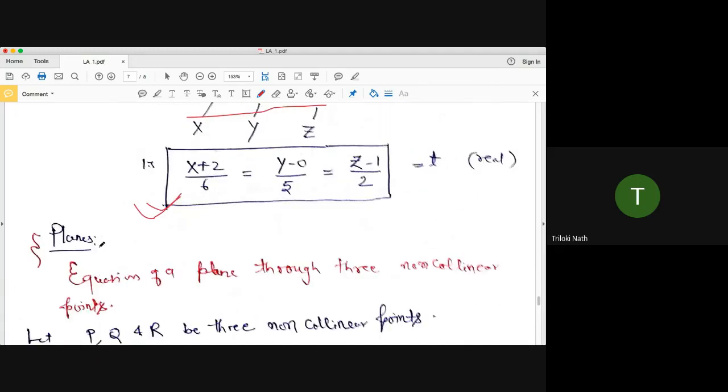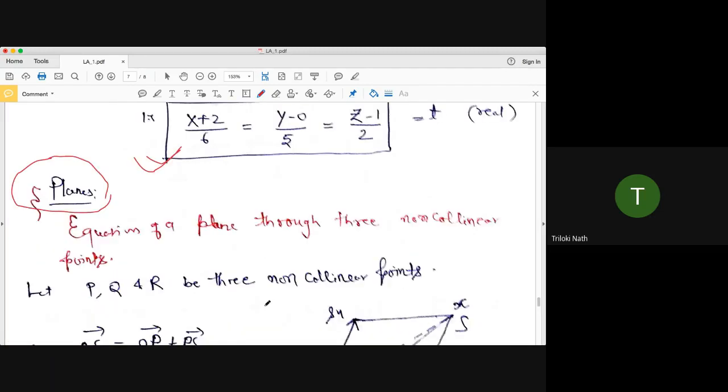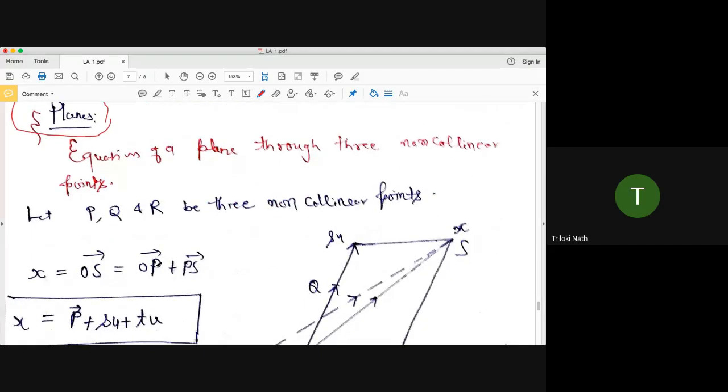Similarly, you can write the equation of a plane. Equation of a plane through 3 non-collinear points. 3 non-collinear points, because if all the 3 points are collinear, then you cannot draw a plane. You just draw a line.